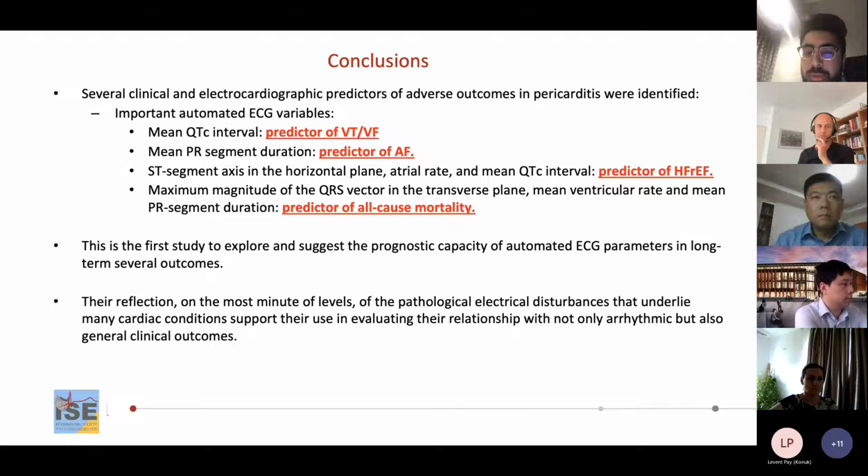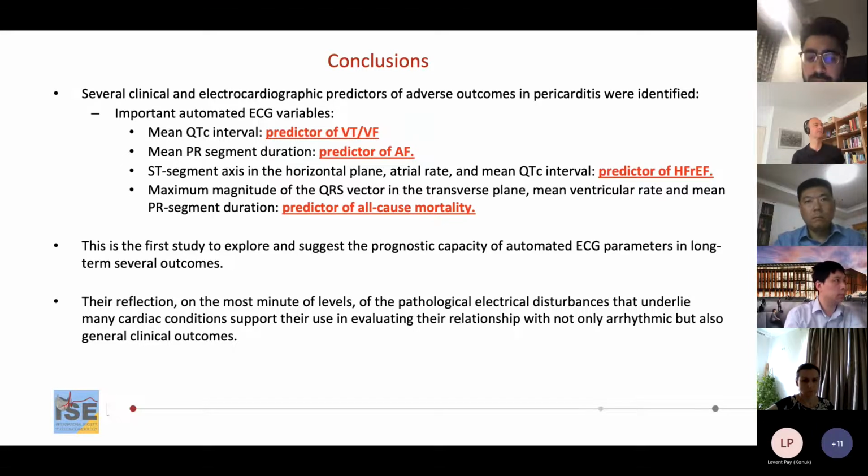And in particular, we were able to further confirm the long-established relationship between QTc prolongation and VT/VF, as shown in various other studies. Further, we also demonstrated an association between the QRS vector magnitude and all-cause mortality in the context of pericarditis, just as existing literature has done with other notable cardiac conditions, namely heart failure. And we were also able to demonstrate an association between the PR segment duration and AF development within the context of pericarditis, akin to existing literature that has shown an association between AF and the PR interval, of which obviously the PR segment is a component.